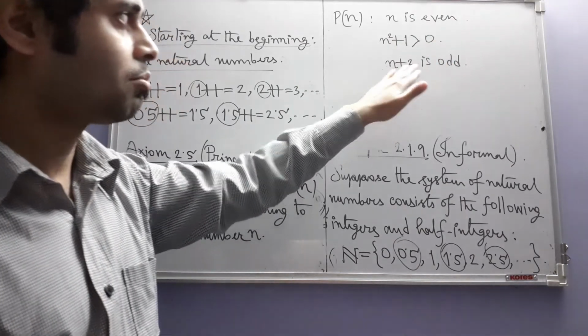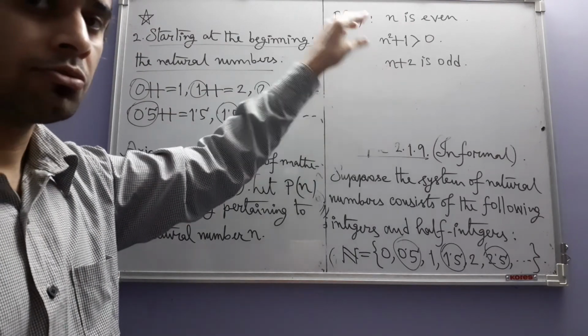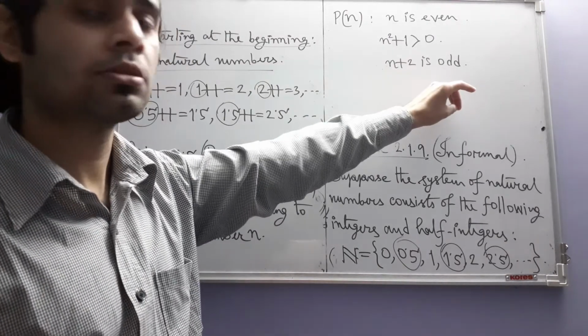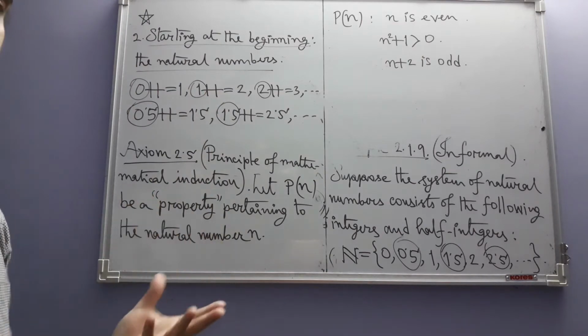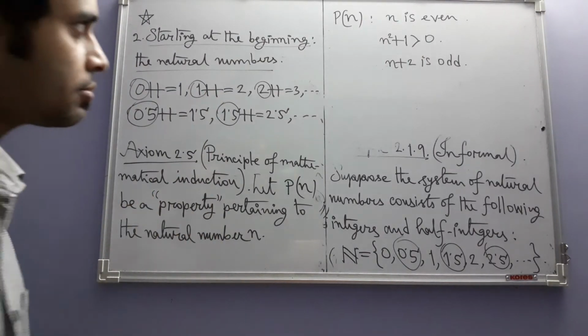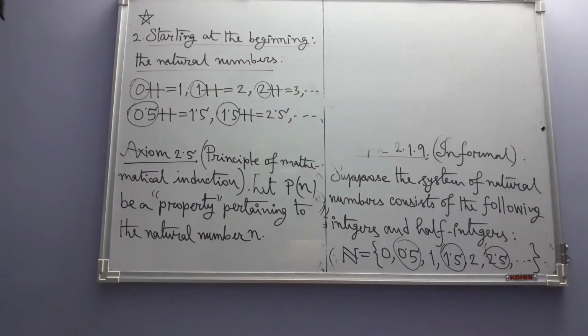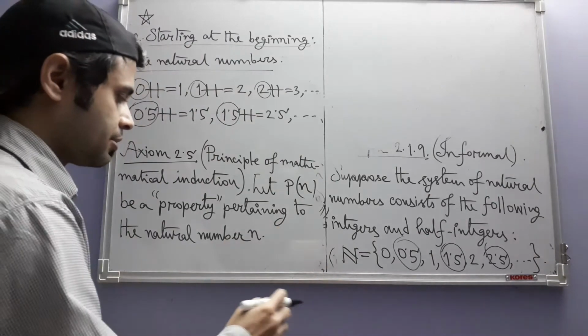The third one, n plus 2 is odd. For that, n has to be odd. So for all odd natural numbers n, this is true. If n is even, then this is false. That's what Pn means. Okay, now such a Pn is given to us, some property pertaining to the natural number n. Now there is a restriction.